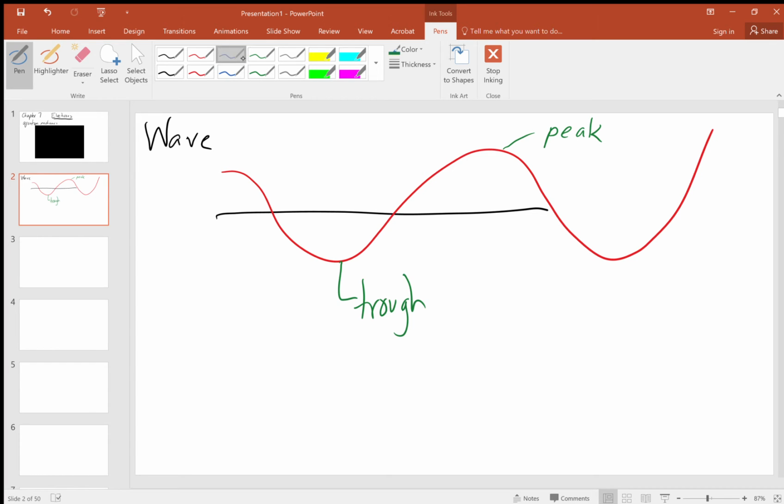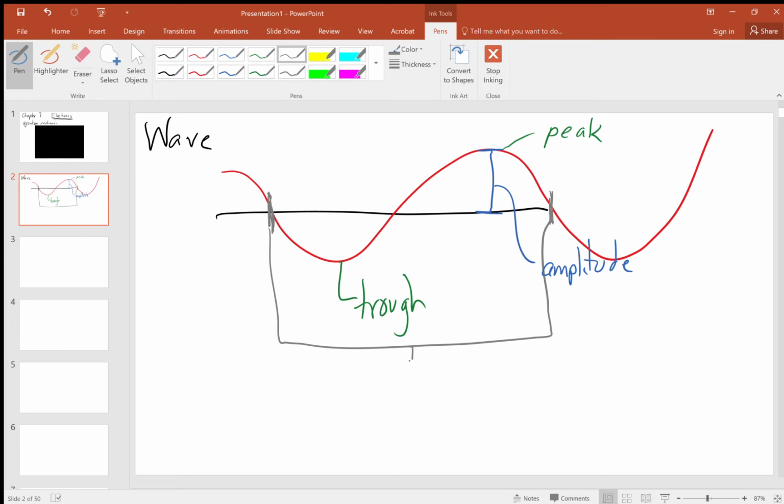Then we have what's known as the amplitude. That's the difference in height between the midpoint and the peak. And then probably the most important item that we deal with when it comes to waves is here. So you can see between these two gray lines, we've undergone one complete cycle of the wave. And so we can measure the distance here, and that's known as the wavelength.